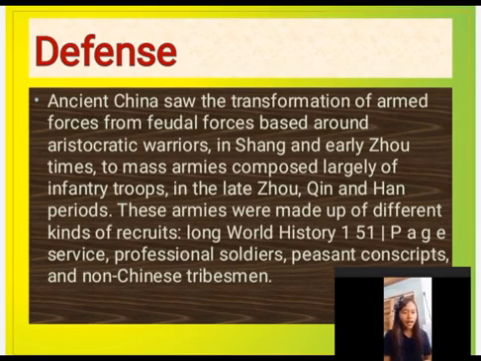The defense. Ancient China saw the transformation of armed forces from feudal forces based around aristocratic warriors in Shang and early Zhou times to mass armies composed largely of infantry troops. In the late Zhou, Qin, and Han periods, these armies were made up of different kinds of recruits: long-service professional soldiers, peasant conscripts, and non-Chinese tribesmen.